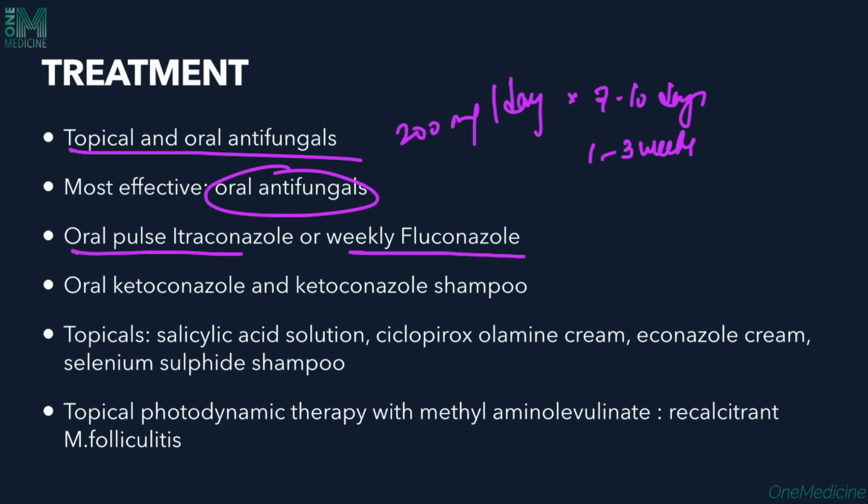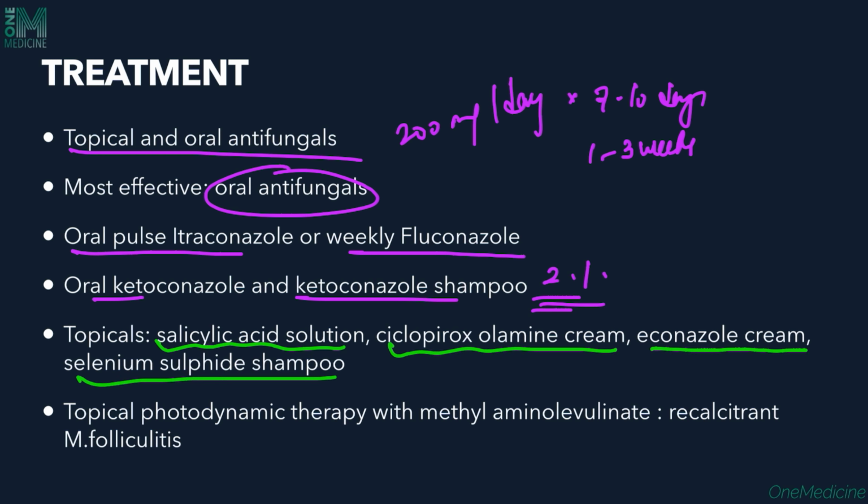Oral ketoconazole and 2% ketoconazole shampoo applied twice weekly can also be given. Other topical agents that can be used are salicylic acid solution, ciclopirox olamine, econazole cream, and selenium sulfide 2.5% shampoos are available. They can also be used. A newer upcoming treatment option is topical photodynamic therapy with methyl aminolevulinic acid, given for recalcitrant Malassezia folliculitis. You can try the photodynamic therapy. Otherwise, mostly with topical and oral antifungals, the lesions will subside.